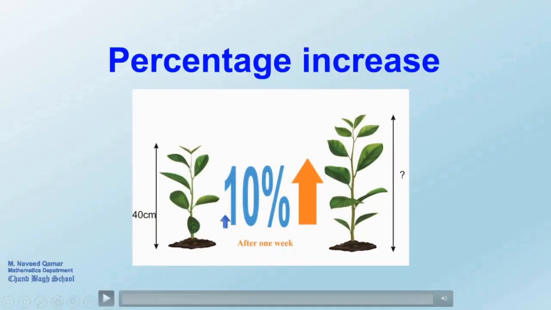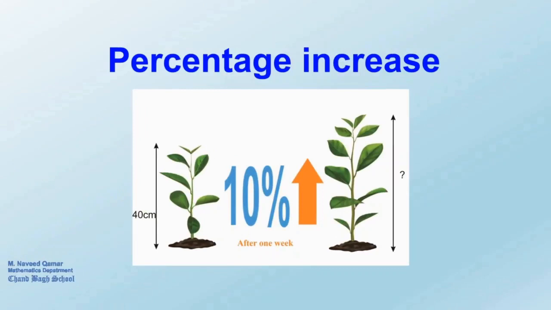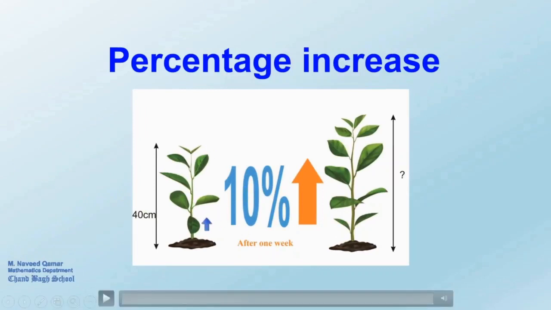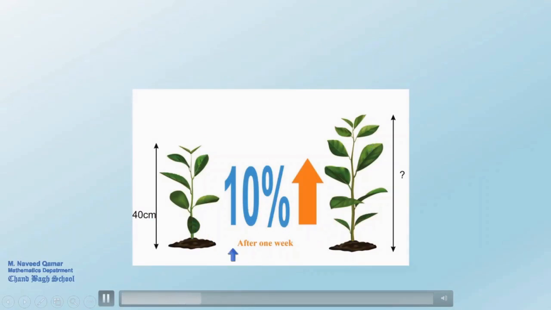Here we have an example of percentage increase. In this example, the height of a plant is given, that is 40 centimeter. After 1 week, the height of the plant is increased by 10% and we have to find the height of the plant after 1 week. The height of the plant, that is 40 centimeter, is the old value. The percentage change is 10%.